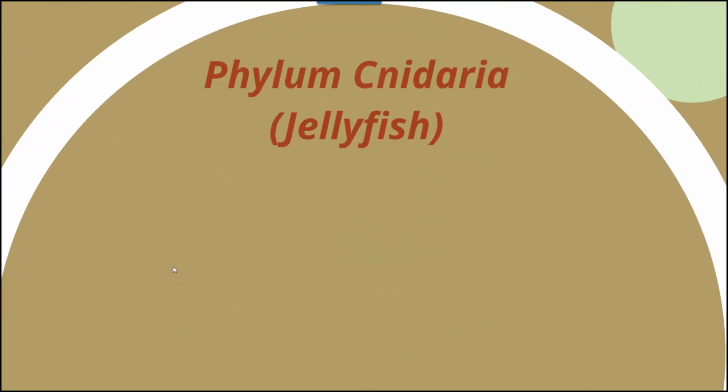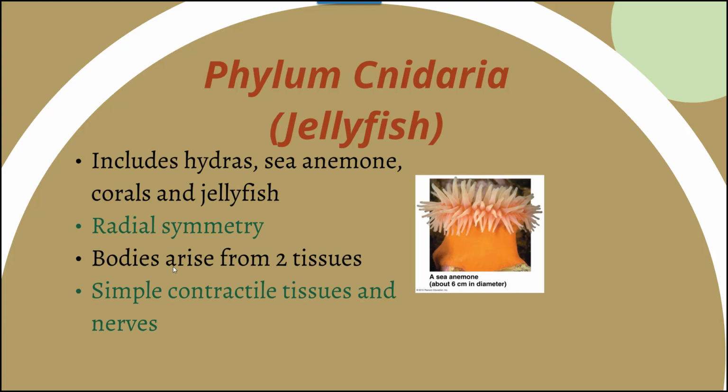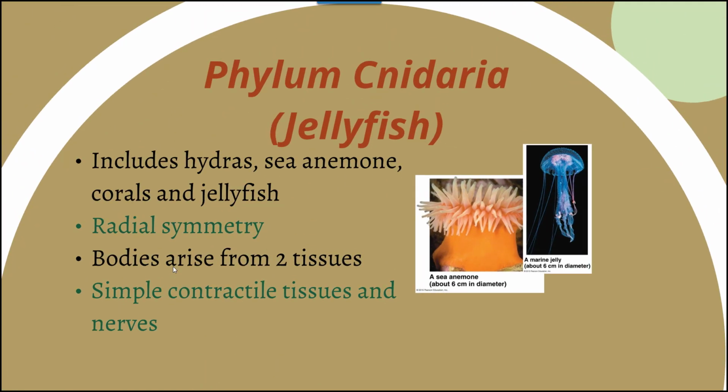The next group is called Phylum Cnidaria, and this consists of jellyfish, it's a good example, but also sea anemones and corals and hydras. You've got a little example there of an anemone as well as a jellyfish. These are all going to have radial symmetry to them, so the same kind of elements or components in each quadrant, if you were to pizza pie it. And the bodies are going to arise from 2 tissues as well.